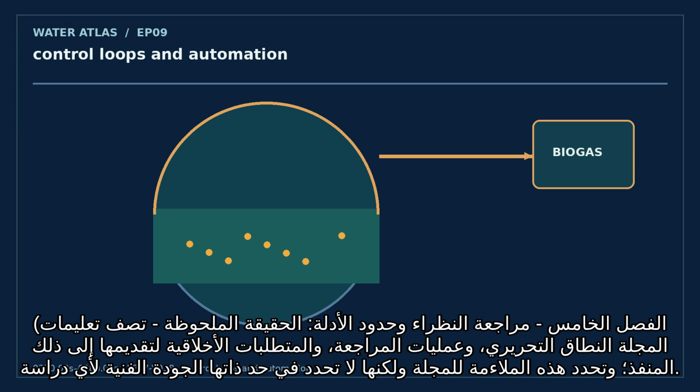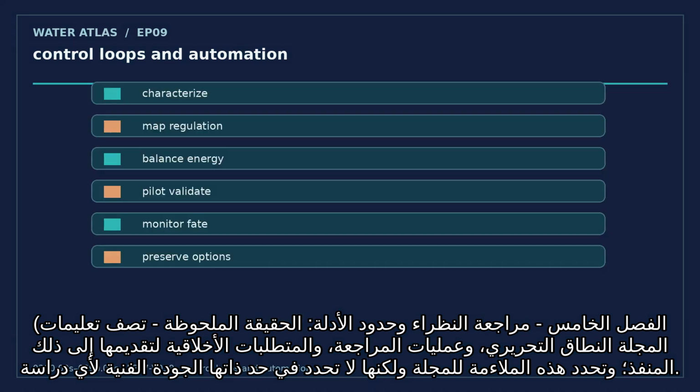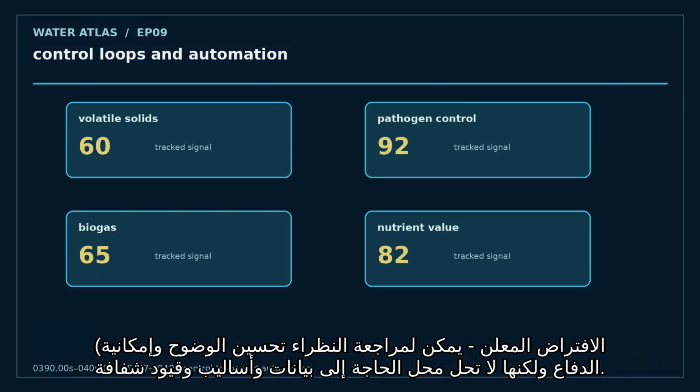Chapter 5. Peer Review and Evidence Limits. Observed fact. Journal instructions describe editorial scope, review processes, and ethical requirements for submissions to that outlet. These define suitability for the journal, but do not by themselves determine the technical quality of any study.